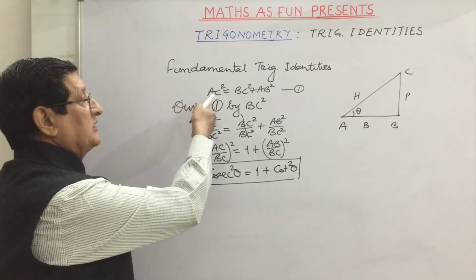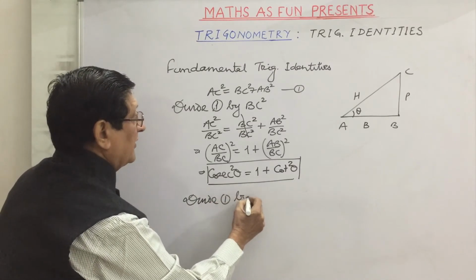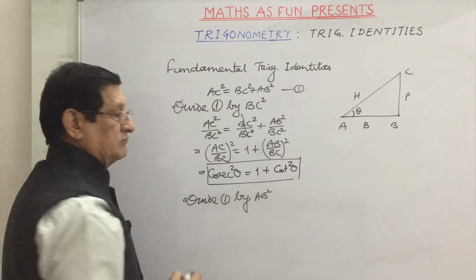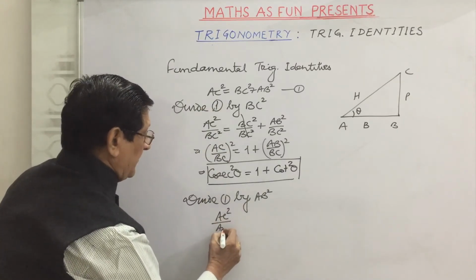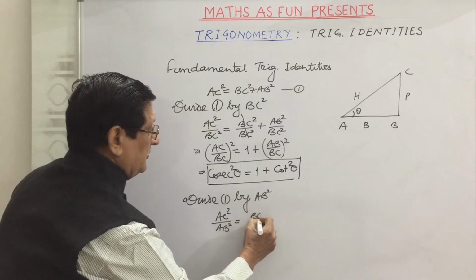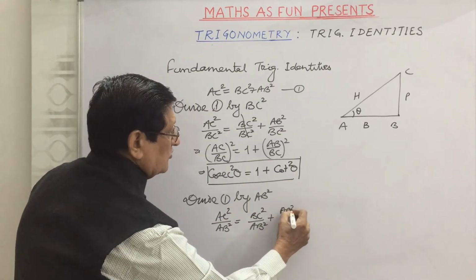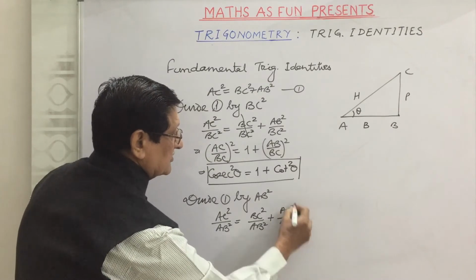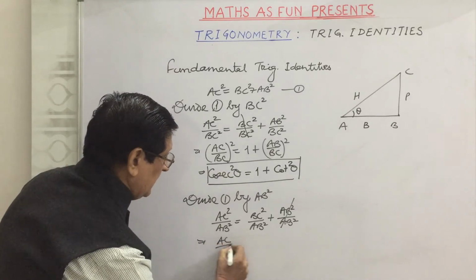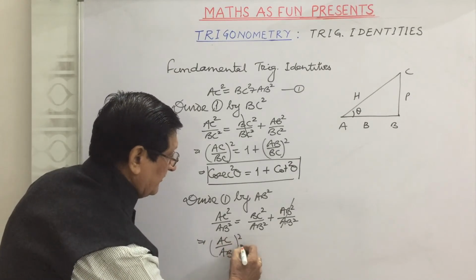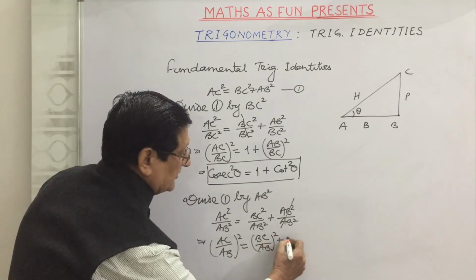Now, if we divide the same equation number 1, divide 1 by AB square this time, then it will give you AC square upon AB square equal to BC square upon AB square plus AB square upon AB square. This cancels. And we are getting from this AC upon AB whole square equal to BC upon AB whole square plus 1.